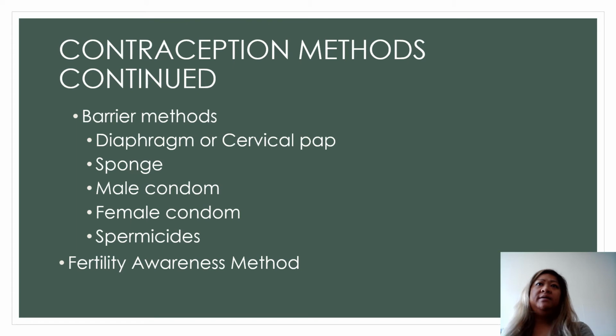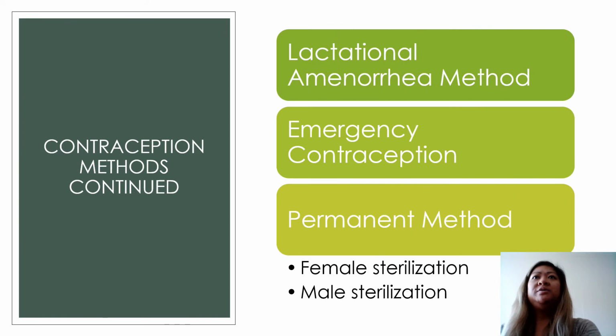Fertility awareness method is being aware of your fertile days. You track your period and fertile days and don't have sex or use barrier methods to prevent pregnancy. Lactational amenorrhea method is conditional and temporary. The 3 conditions are no menses after delivering a baby, fully or nearly fully breastfeeding, and less than 6 months since delivering a baby. If these conditions are not met, a barrier method is needed.